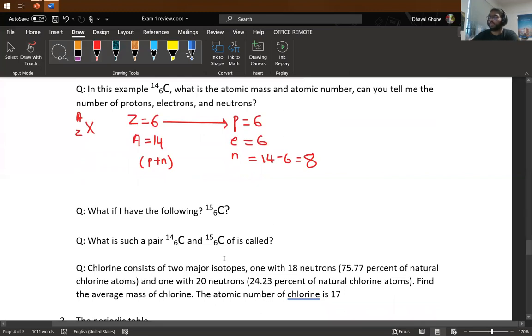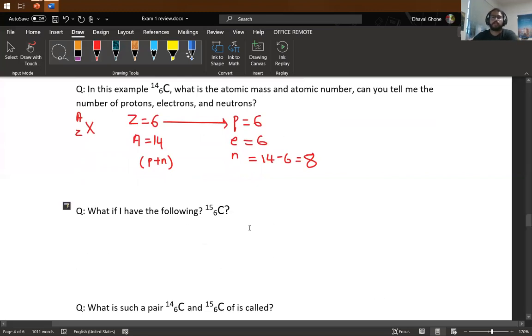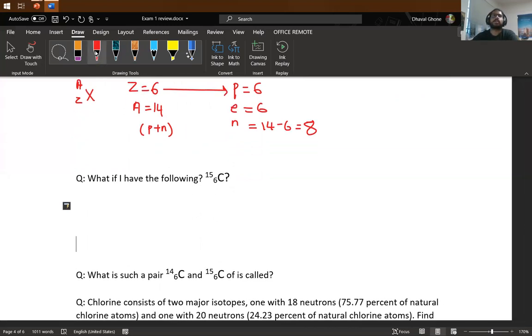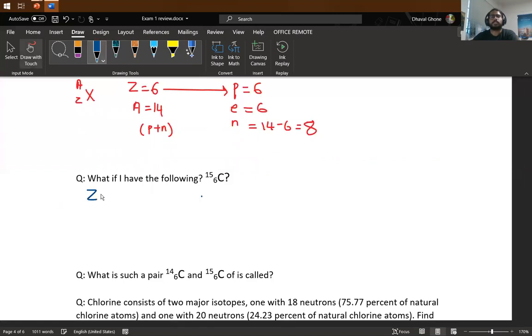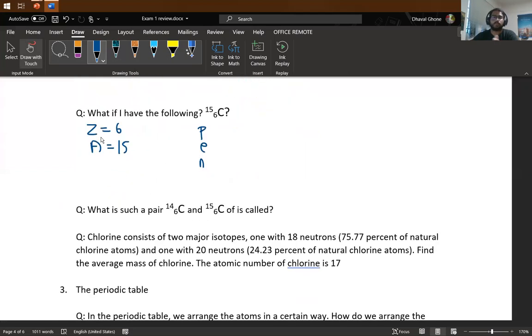Next question is, what if I have the following? Same question, can you find protons, electrons, neutrons, but in this case you have Z equals 6 again, and A equals 15. So how to find protons, electrons, and neutrons? I would say Z equals number of protons. So P equals 6. Electrons is equal to number of protons in an atom. No charge over here, so 6 again. Neutrons would be 15 minus number of protons. This time the mass is one bigger, so I'll have 9.